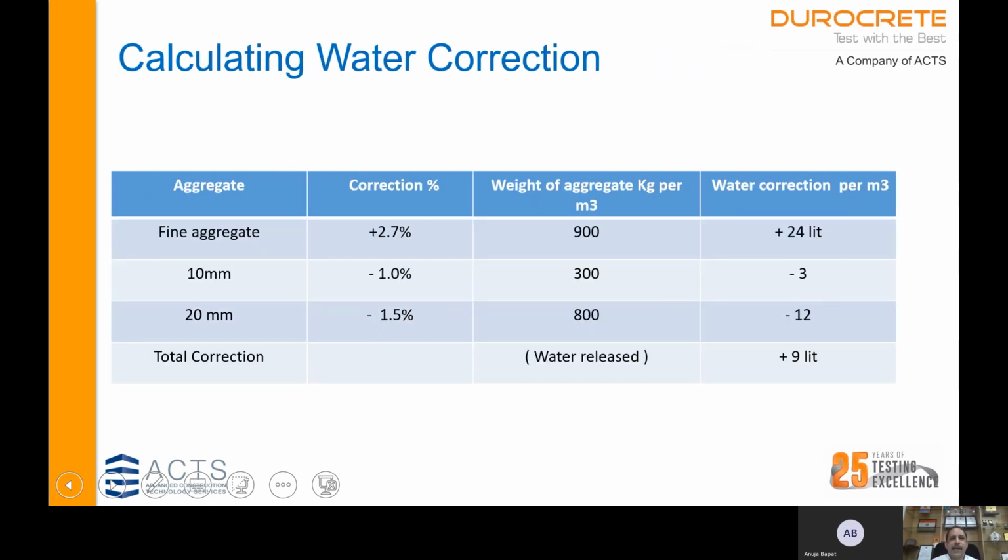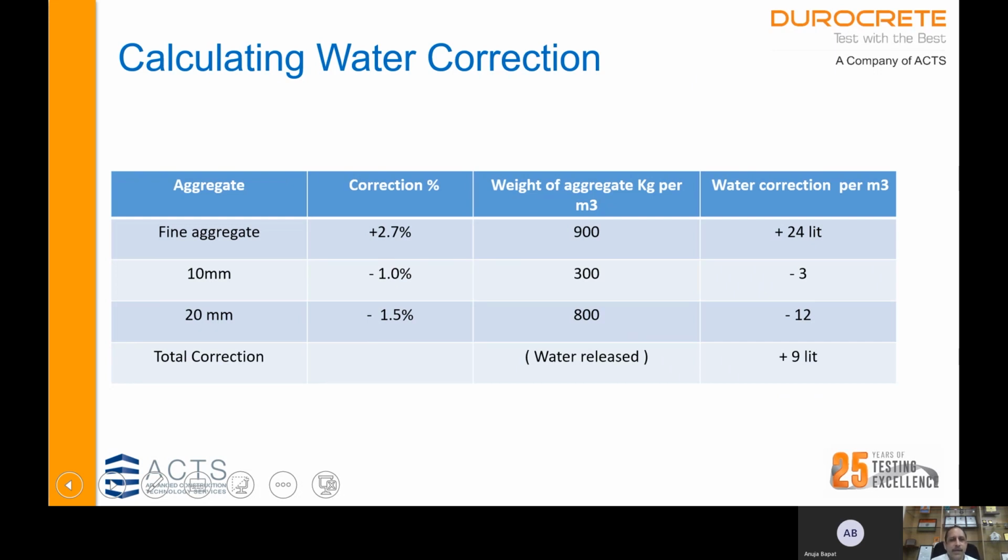So when we calculate the water correction, fine aggregate, it is excess water of 2.7% over SSD condition on a weight of 900 kgs. So it is going to add 24 liters of water to the system. Whereas 10 mm, it is minus 1%. So it is 1% less than SSD condition and weight of 300 kgs. So it is going to absorb 3 liters of water from the system.